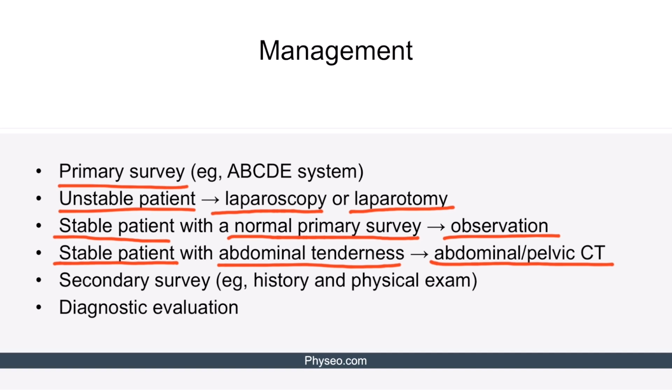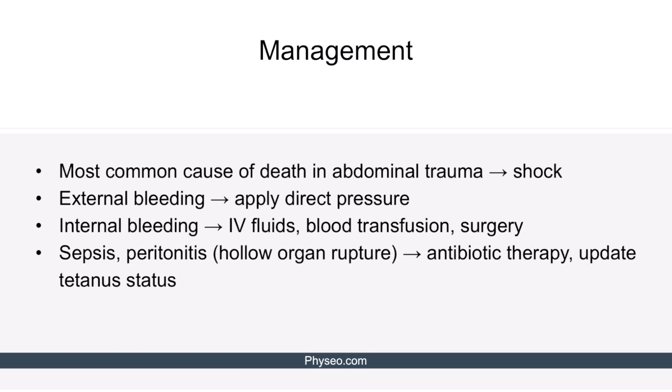The next best step after this is to move on to the secondary survey, which consists of a complete history including allergies, medications, past medical history, last meal, details of the event, and physical exam, along with diagnostic evaluation as discussed previously. Note that the most common cause of death in these patients is shock.